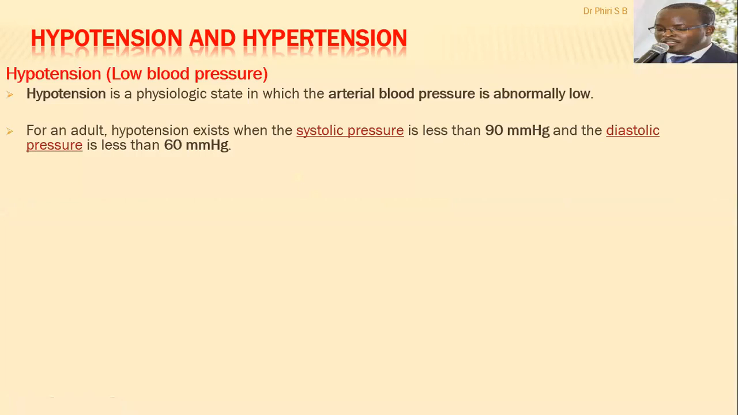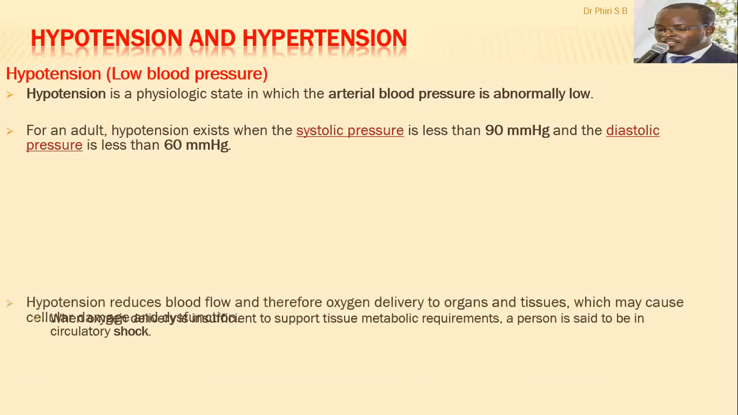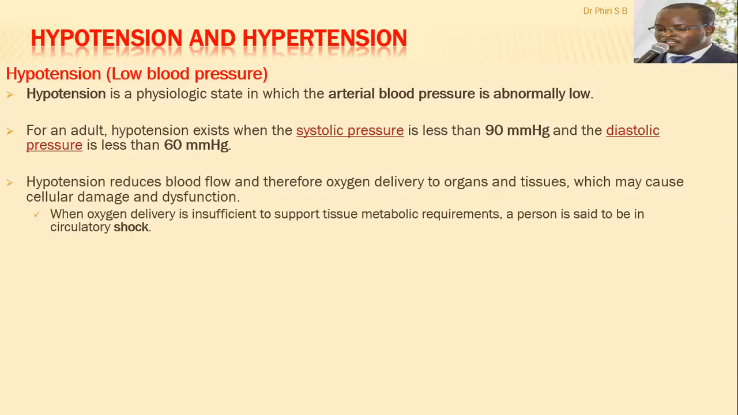So let's start by discussing hypotension, just a bit of information here. So hypotension is a physiological state in which arterial blood pressure is abnormally low, lower than 120/80. So anything lower than that is referred to as hypotension, low blood pressure. For adults, hypotension exists when the systolic blood pressure is less than 90 millimeters of mercury and the diastolic blood pressure is less than 60, which is simple and straightforward.